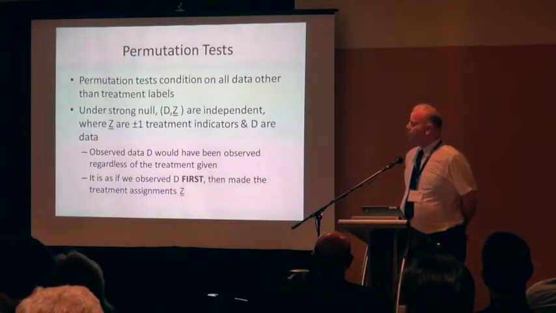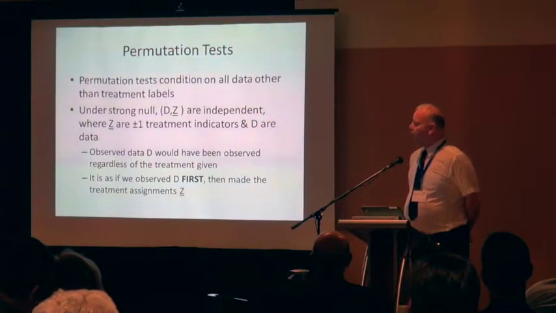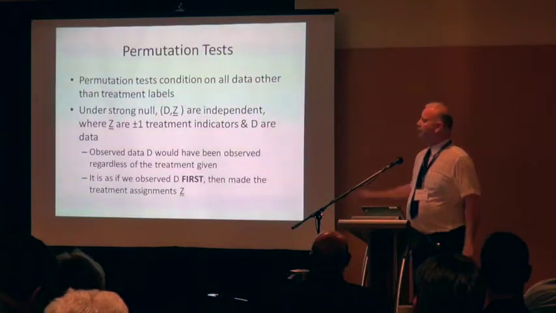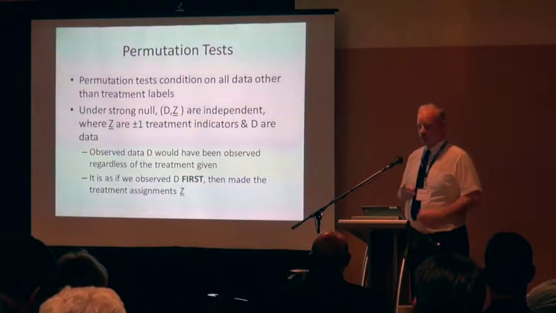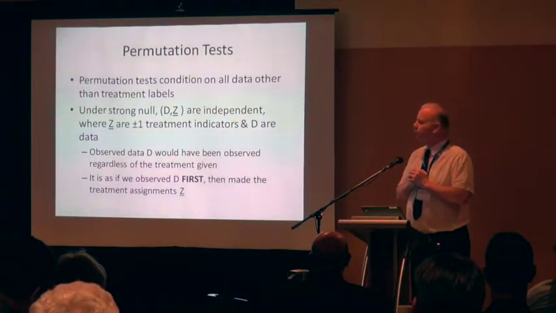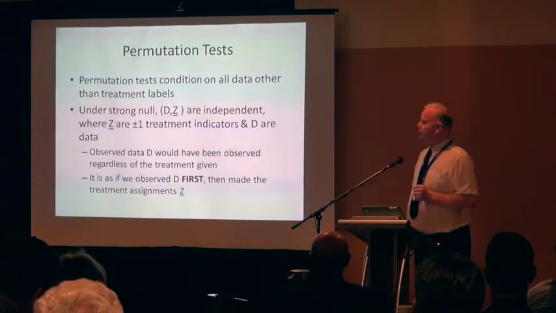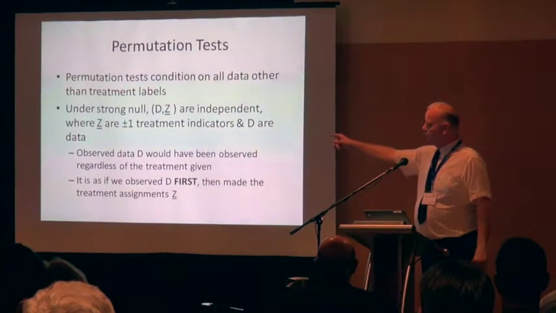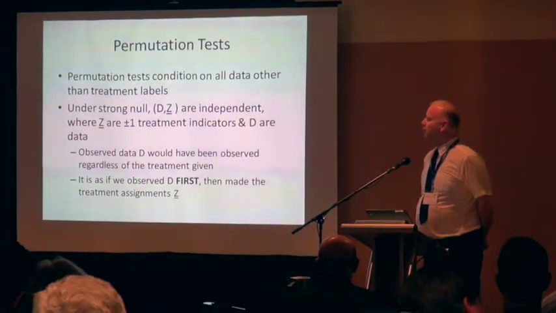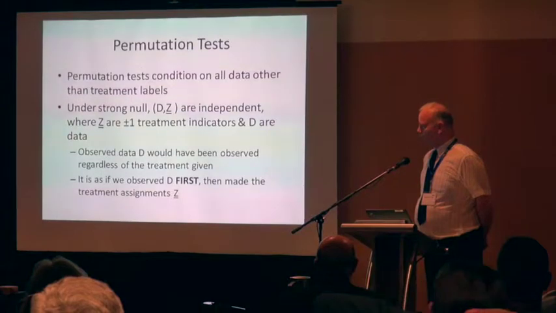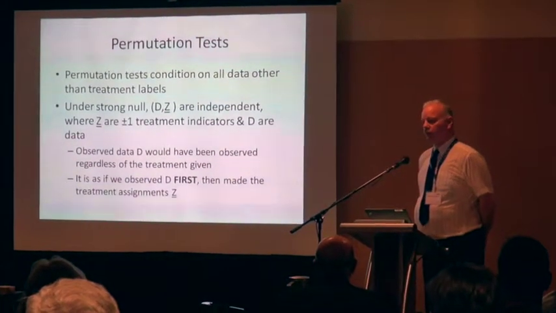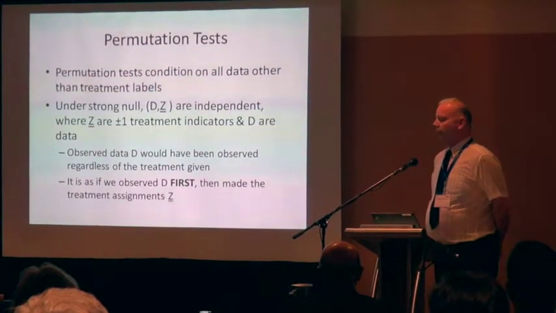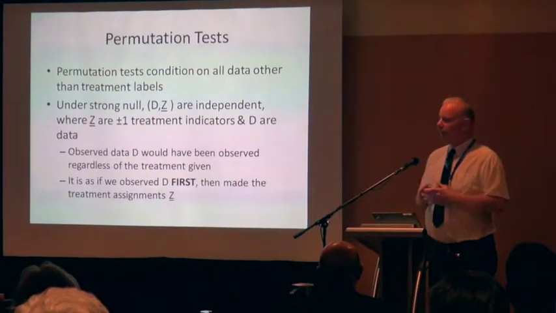So the next thing I want to talk about then is permutation tests, which are very useful because they already condition on all the data other than the treatment labels. So if you let D be the data and Z be the treatment indicators, I'm using +1 and -1 for treatment and control. Under that strong null hypothesis, Z is independent of D. So there are a couple of ways of looking at that.